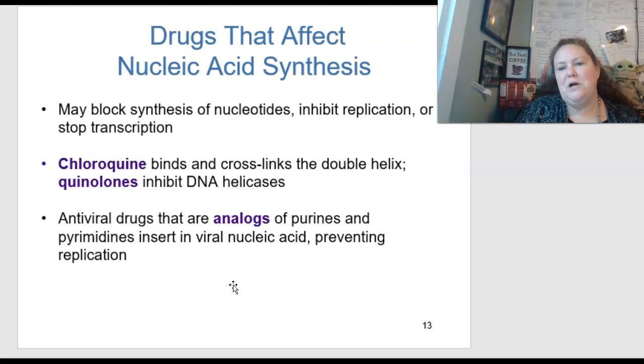Also, antiviral drugs that are analogs of purines and pyrimidines. Remember, those are A's and T's and C's and G's. And analogs mean that it's like the same shape, right? So what can happen is they can go in there and insert into the viral nucleic acid, therefore preventing replication.